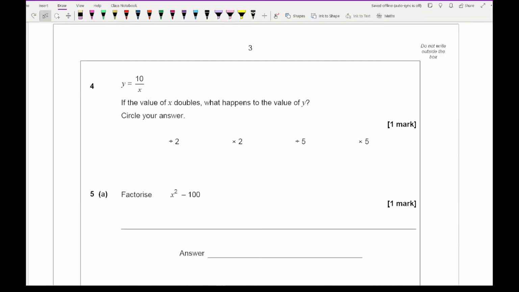So for question 4, it says y equals 10 over x. If the value of x doubles, what happens to the value of y? Well, if x doubles, then basically y is going to be divided by 2.